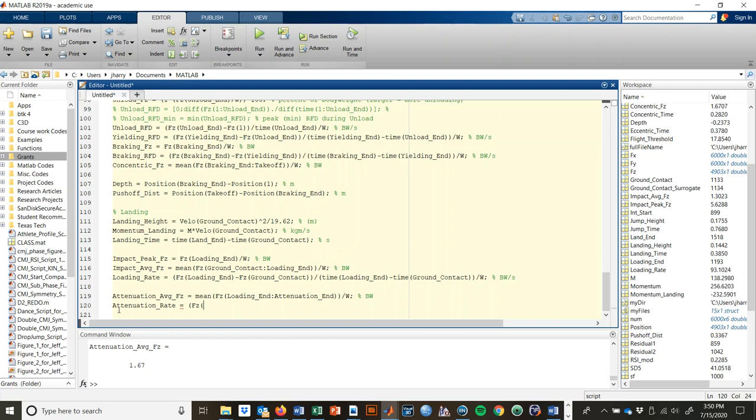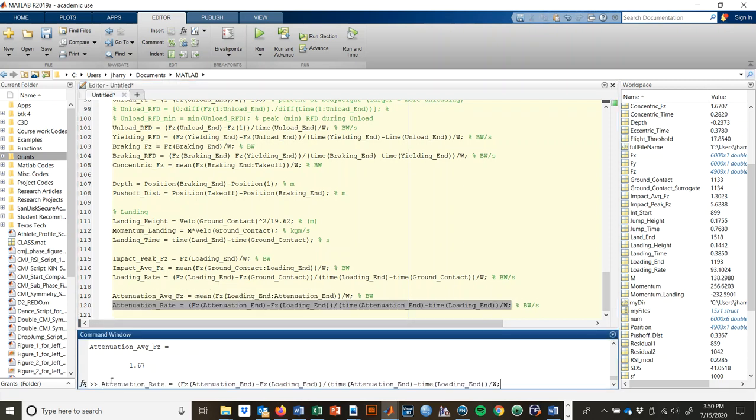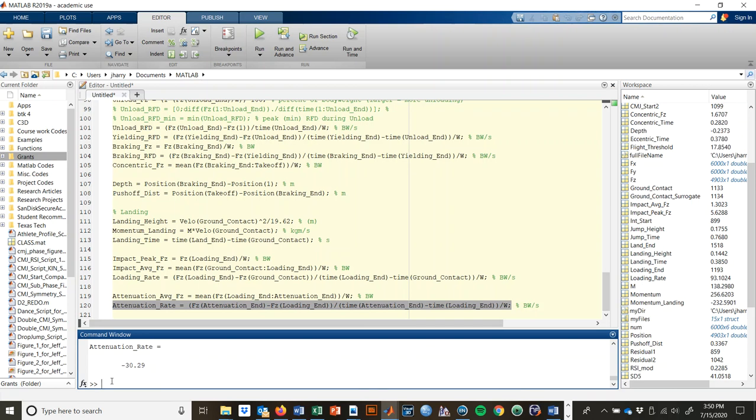This will be the force value at attenuation end, minus the force value at loading end, and we'll divide by time at attenuation end minus time at loading end, and divide by weight. This will be in body weights per second. Now again, because the force is decreasing during attenuation, that's going to be a negative value. So you can see they attenuated at almost 30.3 body weights per second.